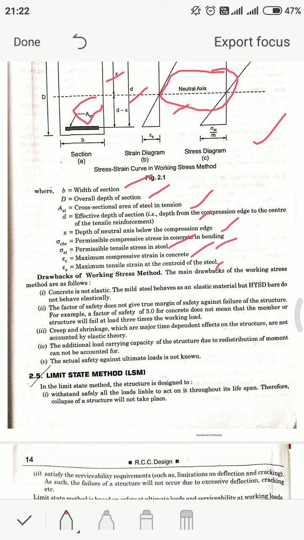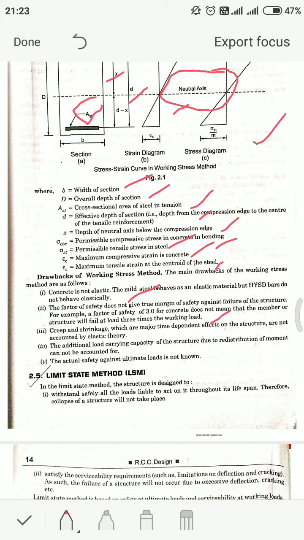Drawbacks of the working stress method. There are many drawbacks, a few of them are: concrete is not elastic, mild steel behaves as an elastic material, but HYSD bars do not behave elastically. The factor of safety does not give a true margin of safety against failure of the structure. For example, a factor of safety of 3 for the concrete does not mean that the member of the structure will fail at 3 times the working load.